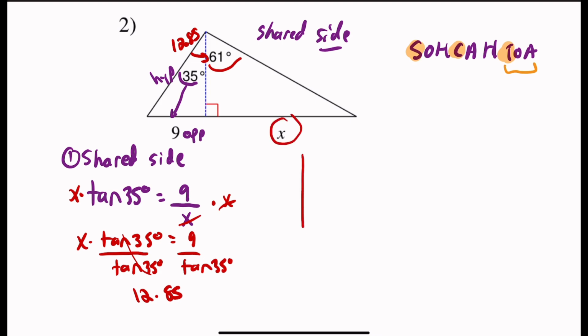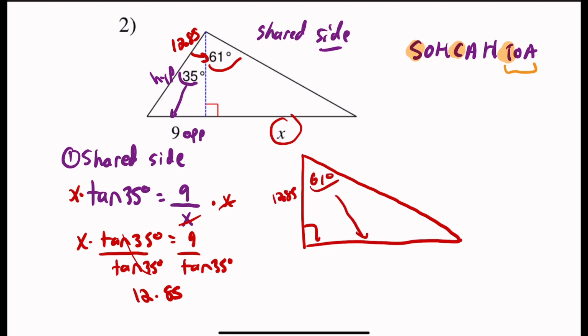And if I redraw the triangle so it's a bit easier to see, basically what I have is something like this, where I have 12.85 here, 61 there, and I want to solve for x, which is the opposite side. So that would be the hypotenuse. And if that's the opposite side, then that would make this the adjacent side. So I want another formula, again, that deals with opposite and adjacent. So that would once again be tan.